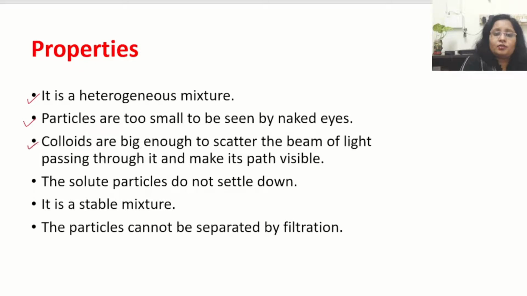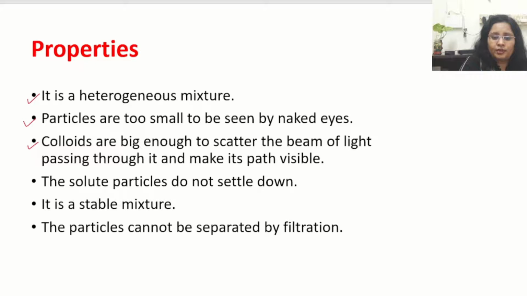The third point is colloid particles are big enough to scatter the beam of light passing through it and make its path visible. So if we pass a beam of light through the colloid, we can get a visible path of light. Why? Because the particles are big enough to scatter the beam of light, and because of this scattering we can see the path of light.